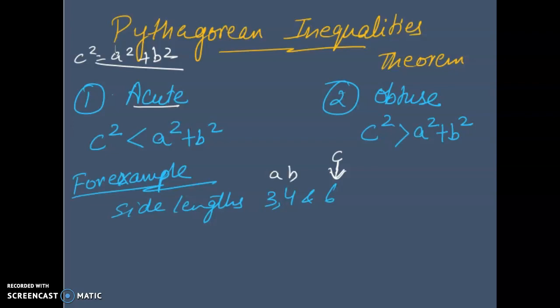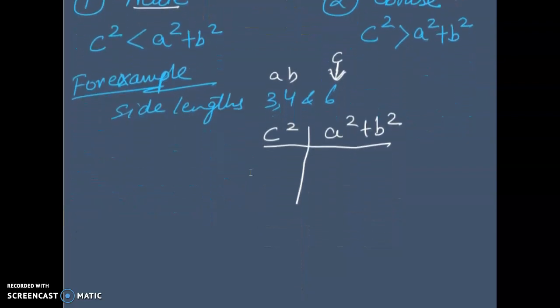Let's try. What I prefer is to make a column, with C squared on one side, and then A squared plus B squared. Whether I have to write the equation as equal or not, I will decide once I solve it, right? Let's try. What is C squared? It's 6, so 6 squared, and 3 squared plus 4 squared. I will keep on simplifying it.